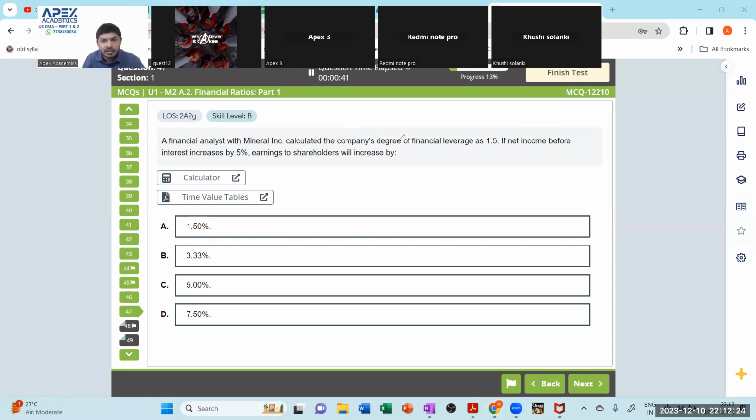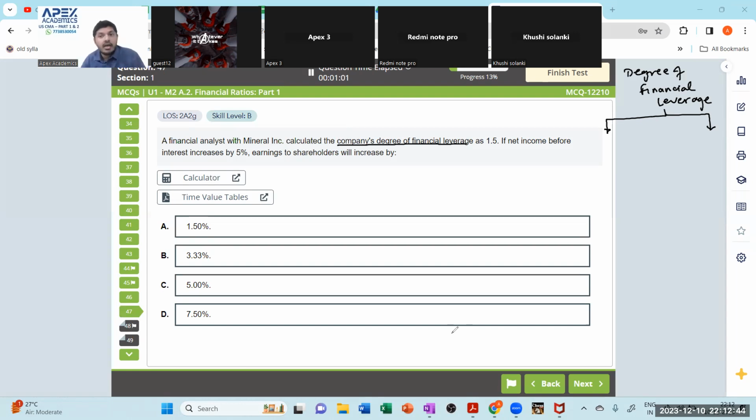A financial analyst calculated the company's degree of financial leverage as 1.5. Fine. Degree of financial leverage has got two formulae for its calculation. Can anybody tell me what those formulae are?